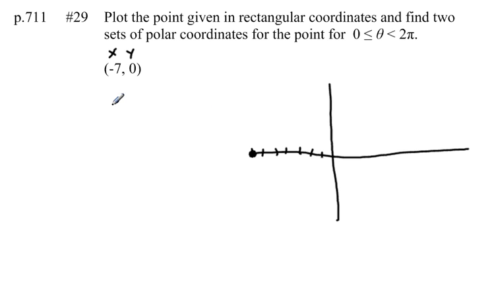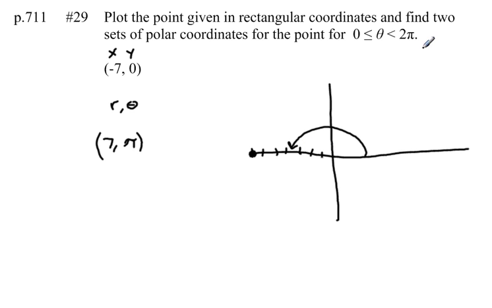Well, polar coordinates are given as r comma theta. R is the radius, the distance from the origin. Theta is the angle of rotation. So if we rotate this angle 180 degrees, which is the same as pi radians, we can then plot a point that's 7 units away from the origin. So I can write down the point 7 comma pi radians, and there's a point in polar coordinates for this rectangular point.